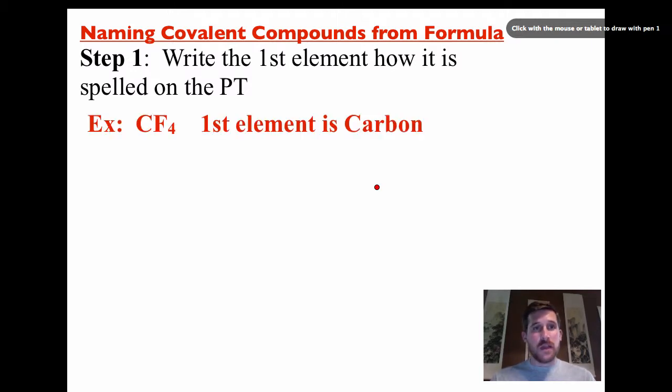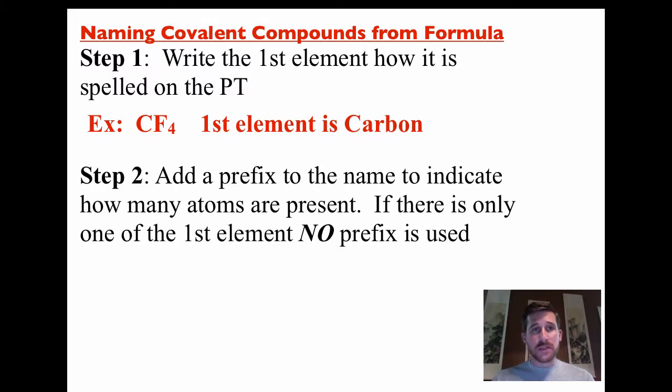So here's an example. CF4 is going to contain the very first element of carbon. That's what C is. So we just write the name carbon. Step 2, we're going to add a prefix. So that's before the word carbon to indicate how many carbon atoms are present. If there's only one, we don't need a prefix for that very first element.